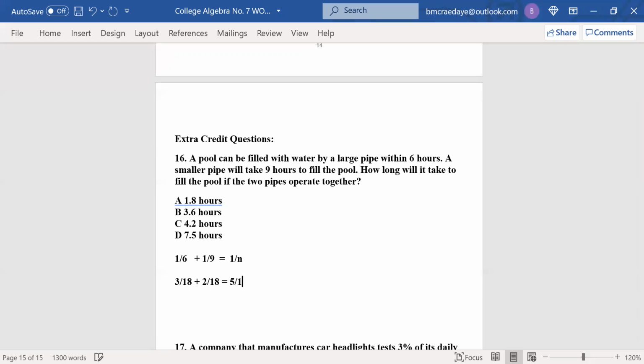All you have to do is flip it, right? So n is equal to 18/5. And what is that equal to? 3.6 hours. That's right, 3.6 hours. So that's answer B.